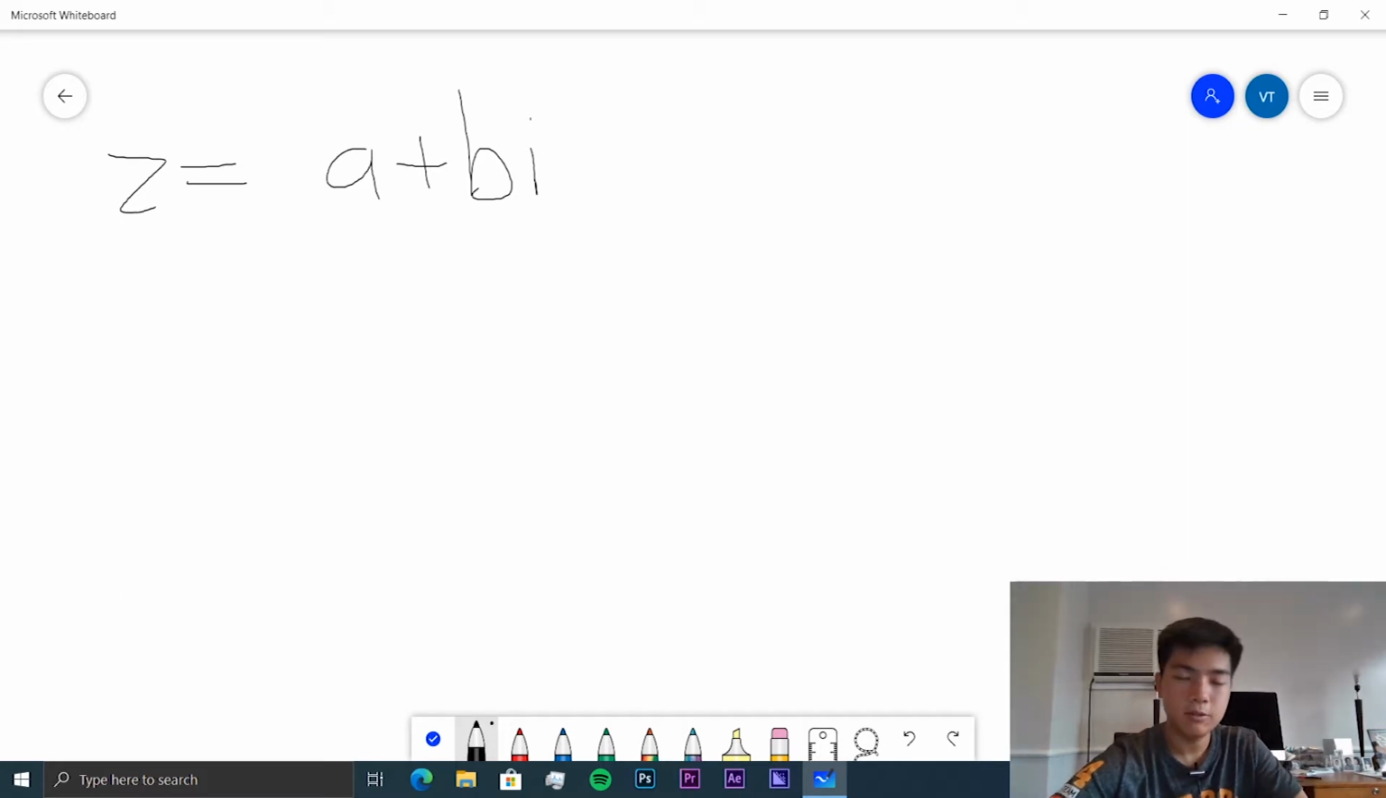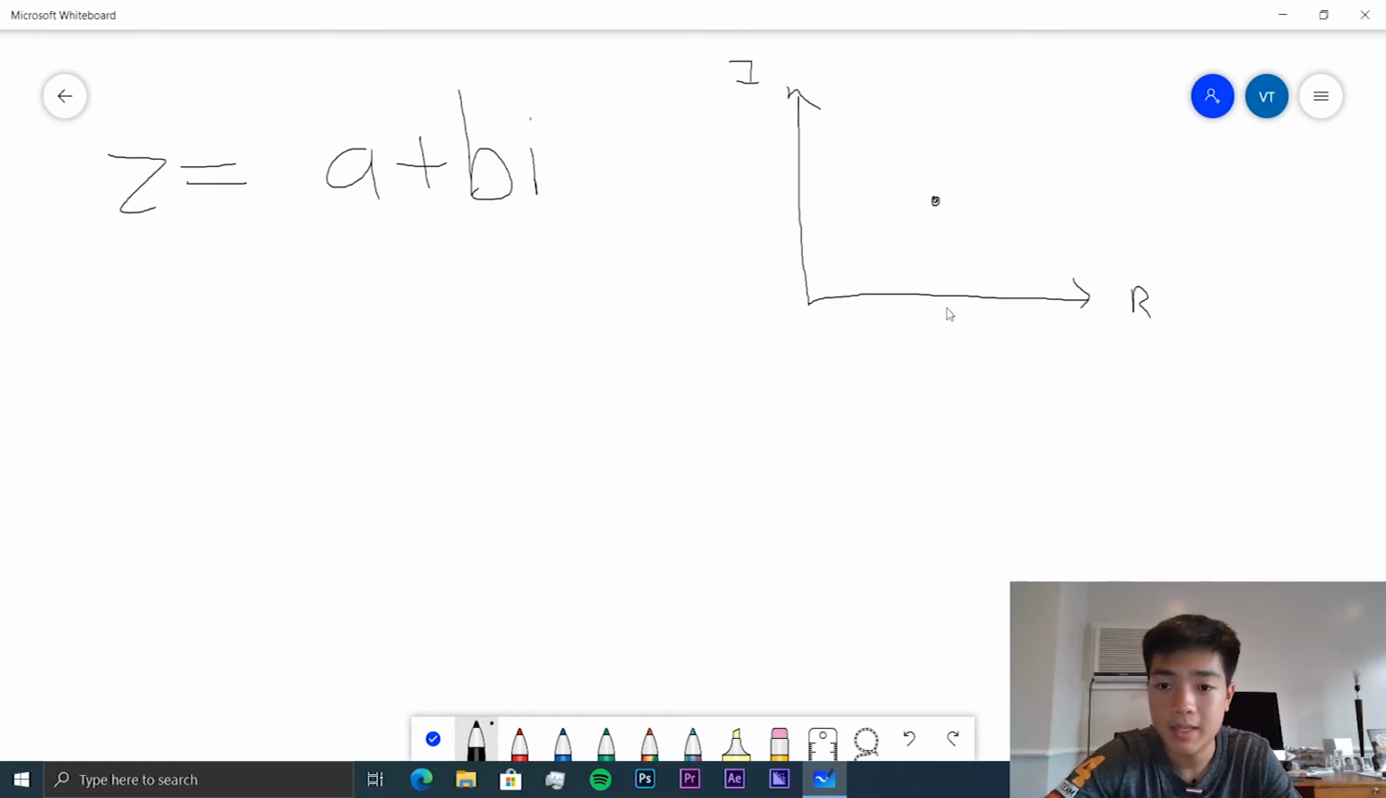But there are two more forms that we need to know about, and it's helpful to plot a graph to show this. So if we're getting a complex number, remember this is the real number plane, this is the imaginary number plane, then this point here is a, and this point here is b, and so that's how we define the number. But there are more than one way to do this.